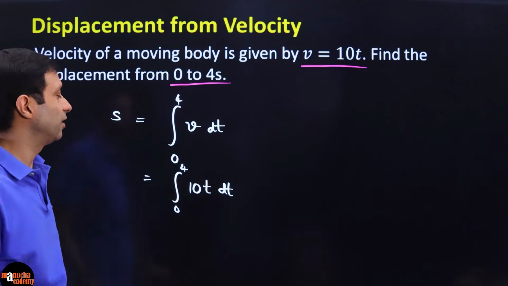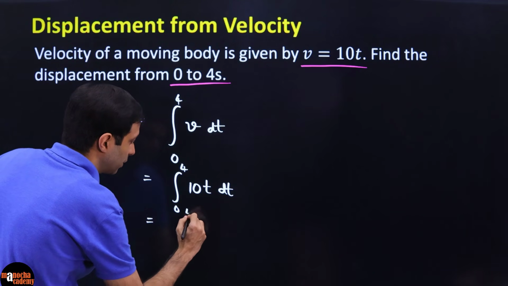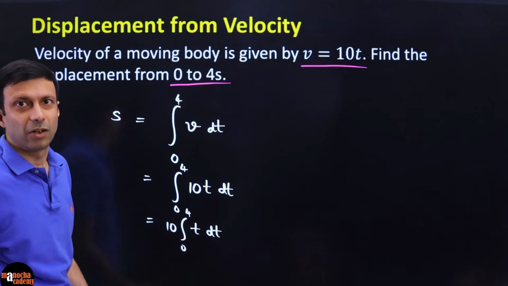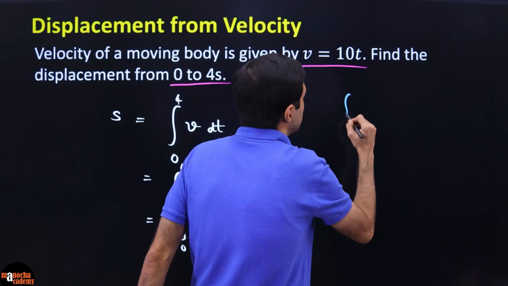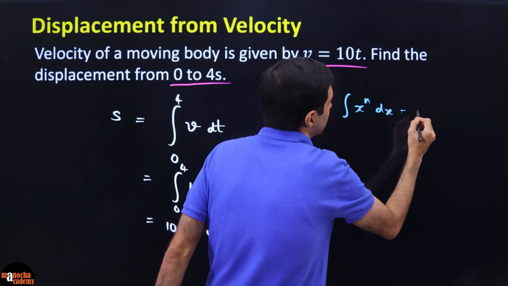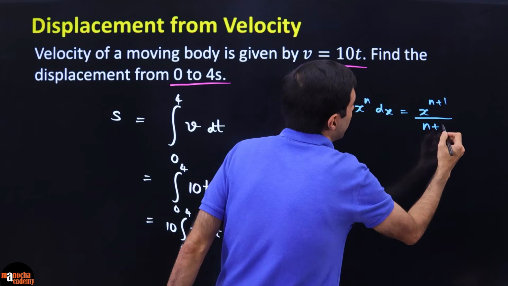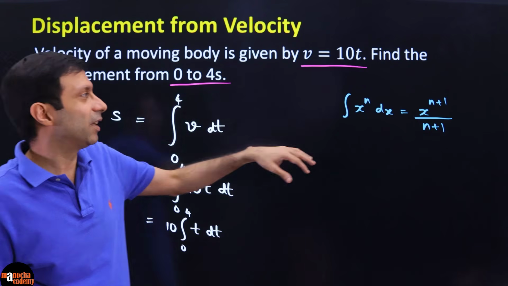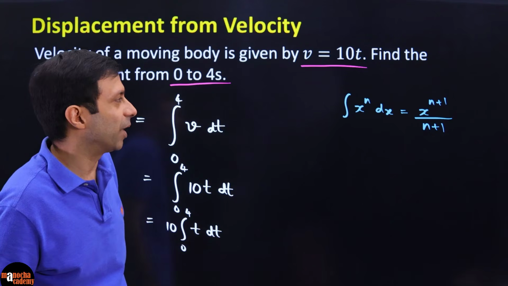Now how do you do this integration? Whenever there is a constant, you bring it out. So this will be integration from 0 to 4 seconds, the 10 comes out, t dt. Now what is the integration formula in calculus? When we do integration, integration of x to the power n dx is going to be x to the power n plus 1 divided by n plus 1. This is the formula. Integration is the opposite of differentiation. There you had n minus 1, here there is n plus 1. Right? That was n times x to the power n minus 1.